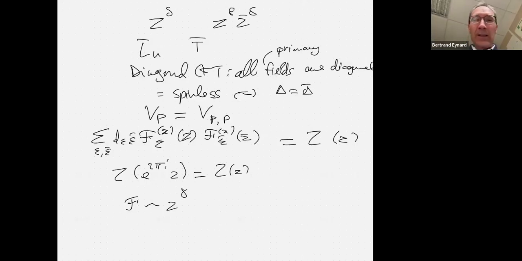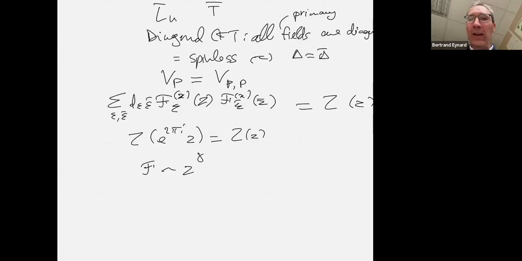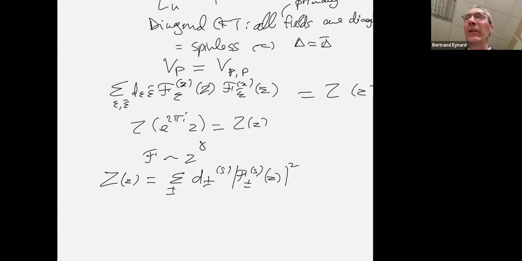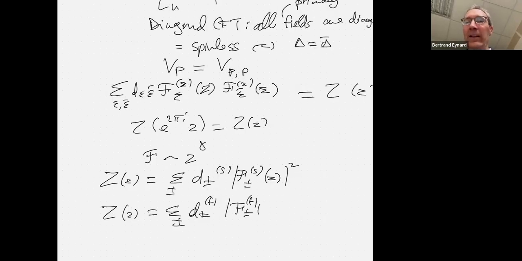And therefore, big Z of small z should be of the type sum over plus minus of d plus minus S, F plus minus S of z, modulus squared. So I only have two terms here out of the four possible terms which I had above, because the terms with epsilon different from epsilon bar are forbidden by this single-valuedness condition. And similarly, in the T channel, I should also have two terms with the so-called T channel structure constants, d plus minus T, and then F plus minus T of z, squared. Right? Any questions on that?